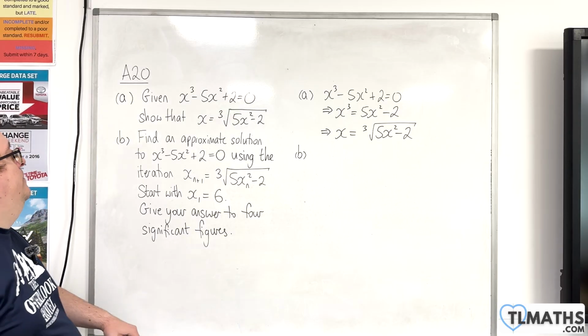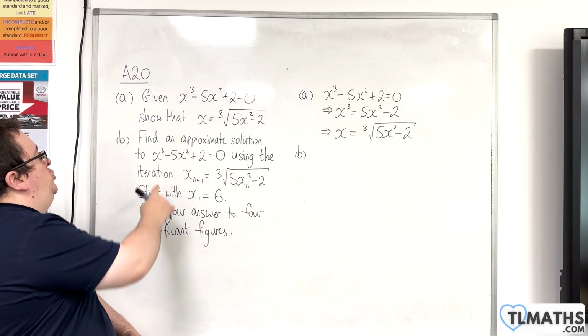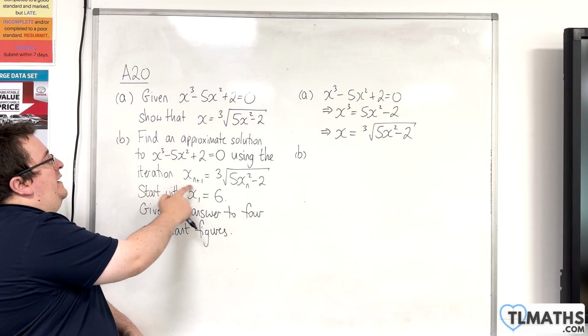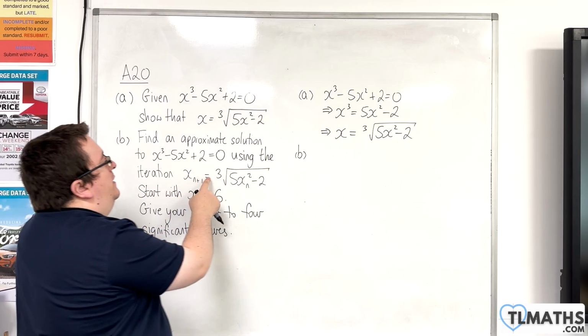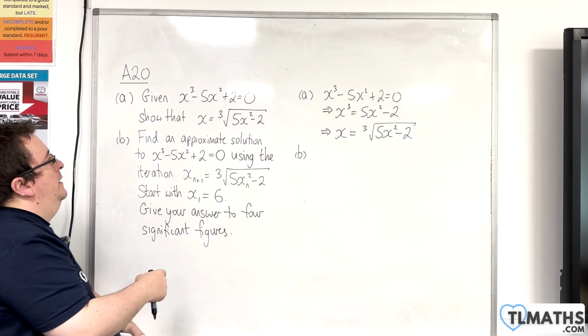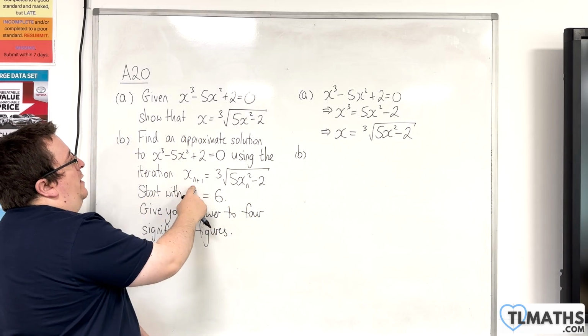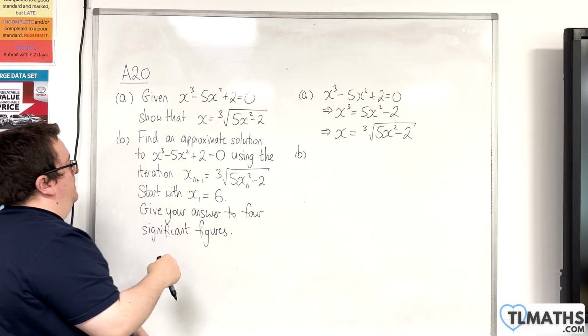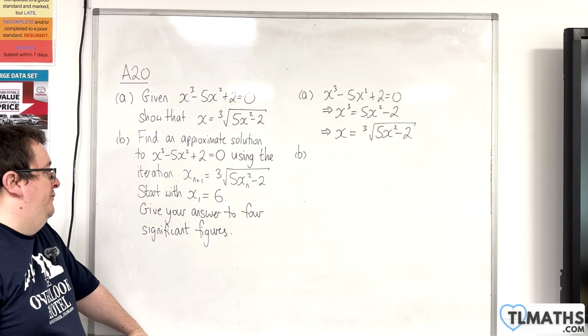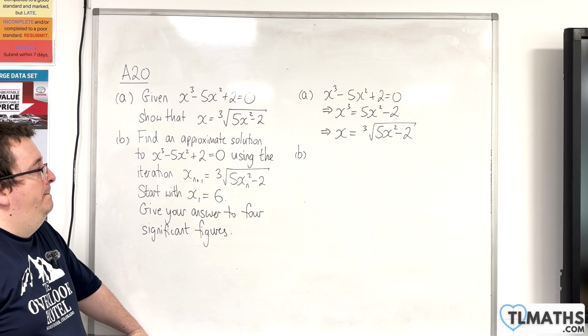Then for part B: find an approximate solution to x cubed take away 5x squared plus 2 equals 0 using the iteration xn plus 1 equals the cube root of 5xn squared take away 2. So they've replaced the x with xn plus 1, they've replaced that x with xn. Start with x1 equals 6.